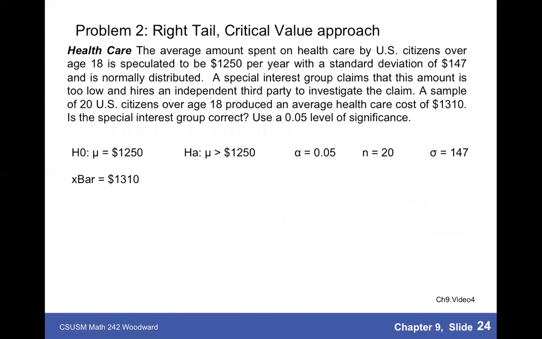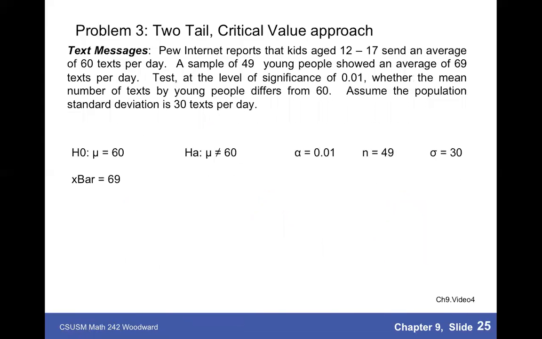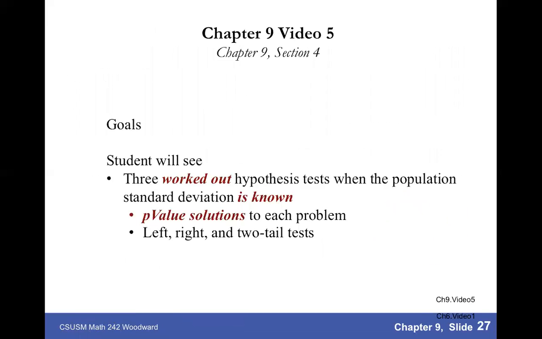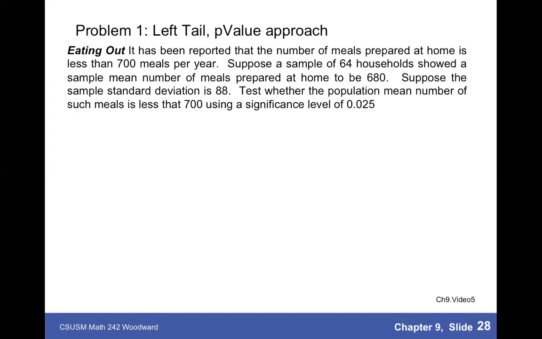Get up there to where we're supposed to be. Two-tailed critical value, that's the end of that. Then I have a set of problems worked out where the p-value solutions are to each problem. So this is the same problem, left tail test, that we had with the meals out, although we'll just solve it with the p-value.